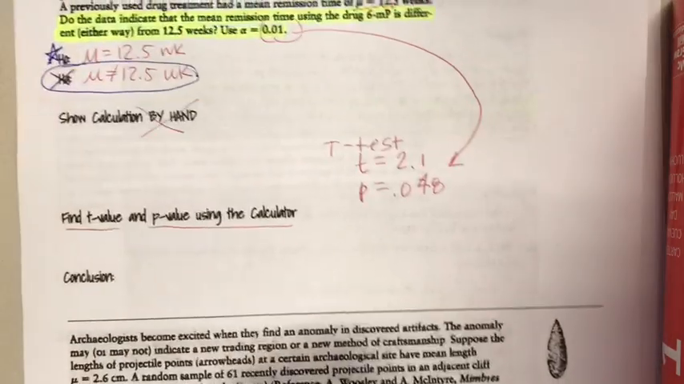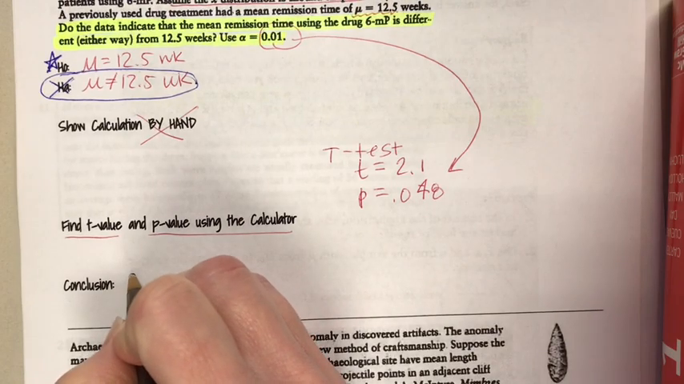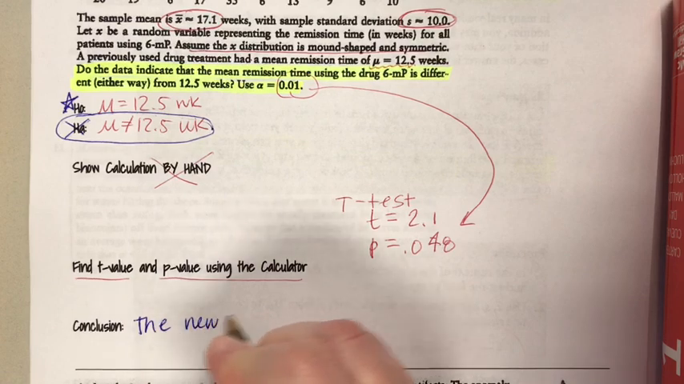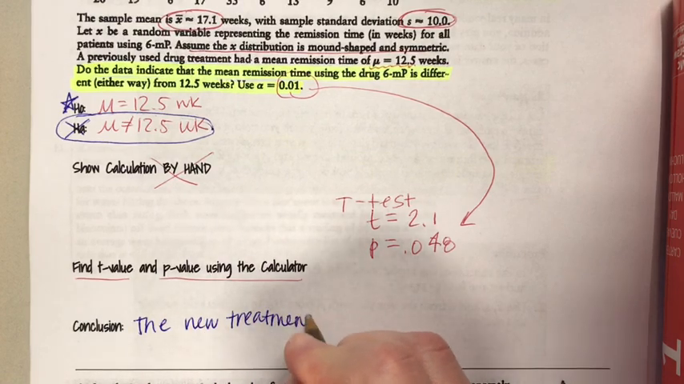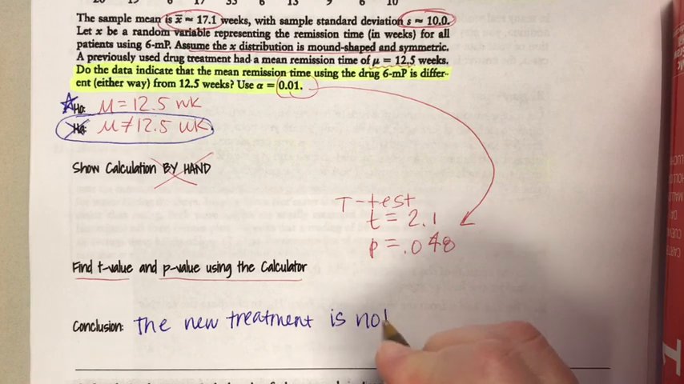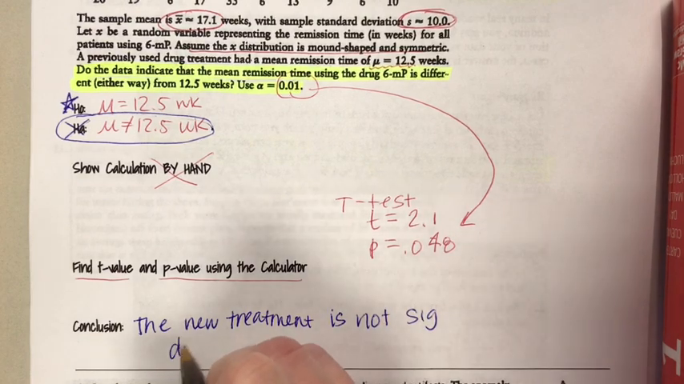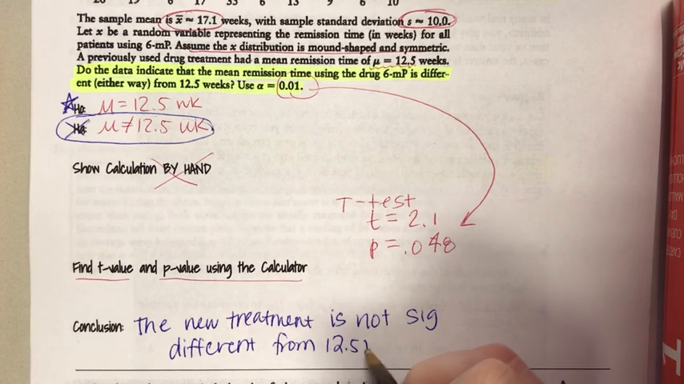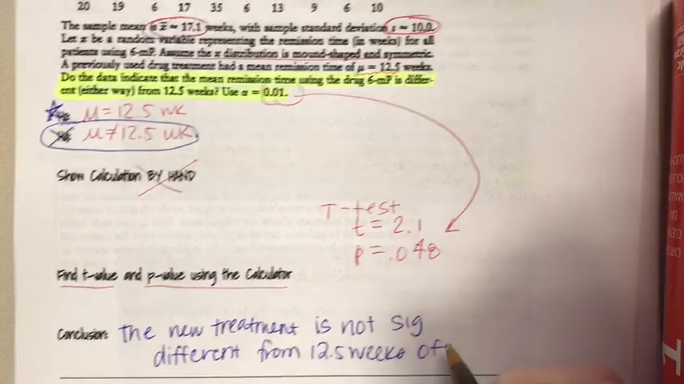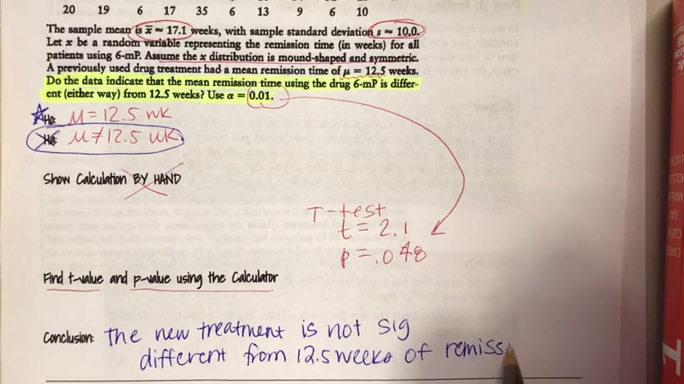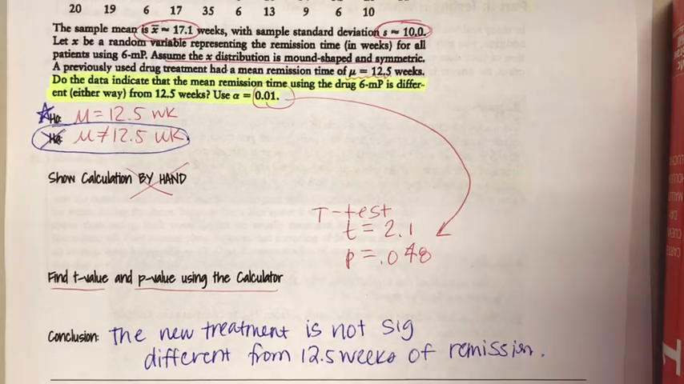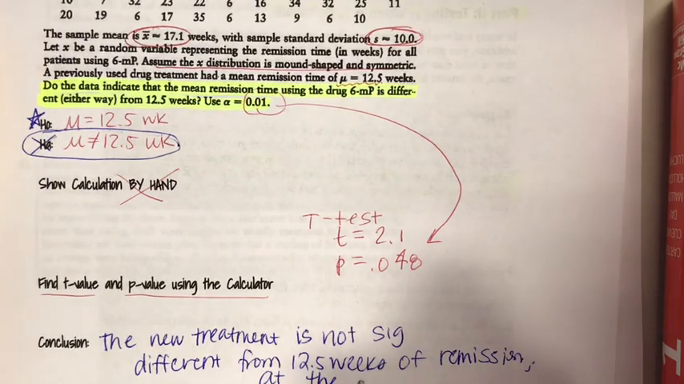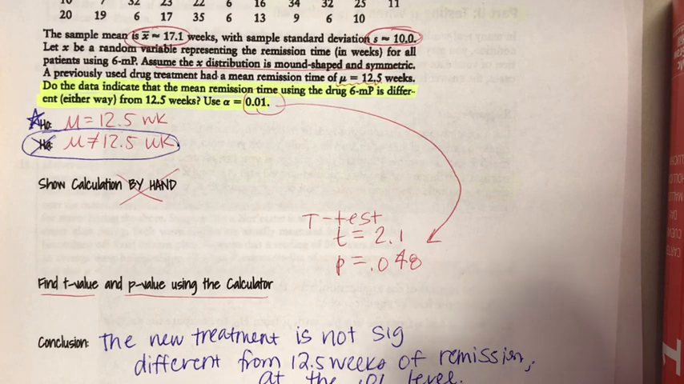So conclusion sentence, and kind of answer this question. The new treatment is not significantly different from 12.5 weeks of remission. And then you can even say at the 0.01 level. That's it.